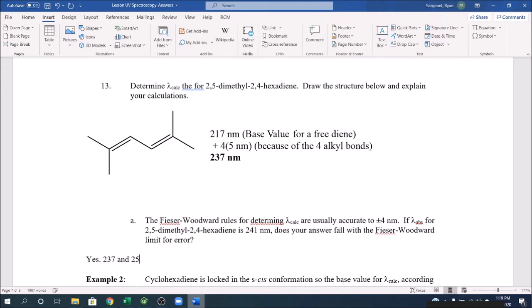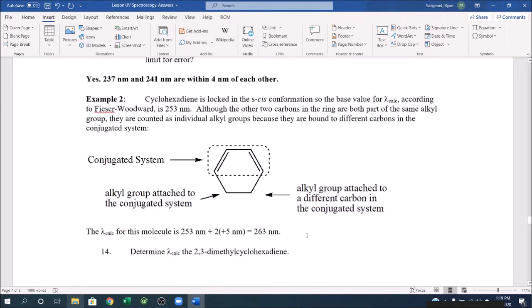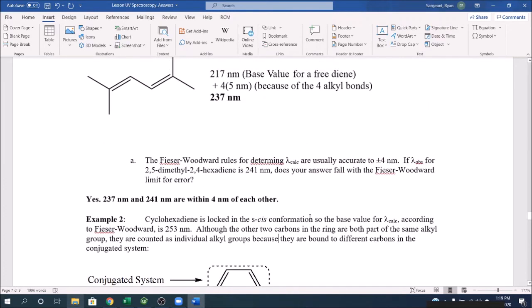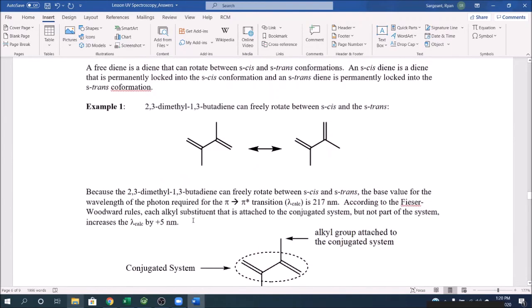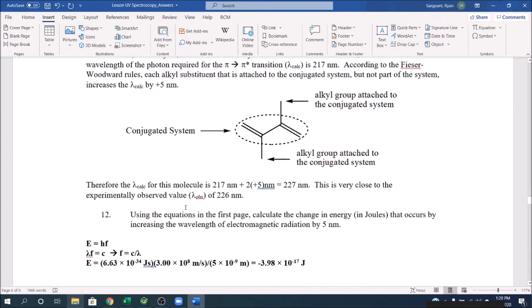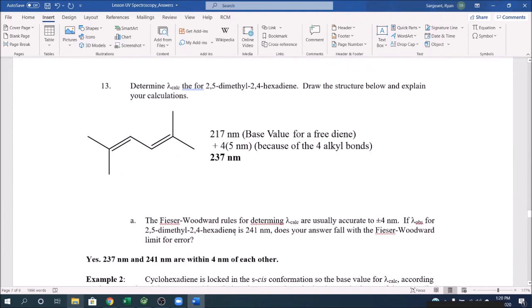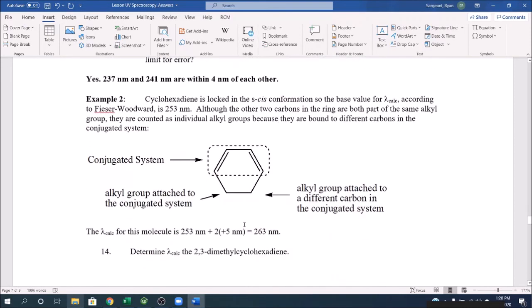237 and 241 are within 4 of each other. Scientists, we should definitely put units on these, so 4 nanometers of each other. So that definitely means that I made a mistake earlier when I said that it was plus or minus 5. I didn't even read my own writing there, that this 5 had nothing to do with the margin of error. Instead, it's plus or minus 4. So your Fieser-Woodward should give you plus or minus 4 of the actual observed value.